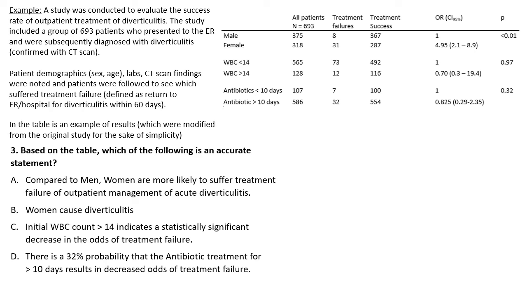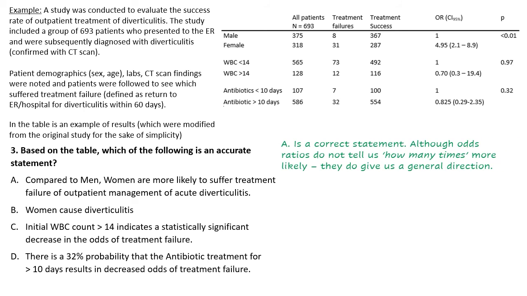Lastly, question 3. Based on the table, which of the following is an accurate statement? Answer choice A. Compared to men, women are more likely to suffer treatment failure of outpatient management of acute diverticulitis. So this is a correct statement. The association between being female and suffering a treatment failure of outpatient management is statistically significant and greater than 1, indicating that compared to males, females are more likely to suffer treatment failure of outpatient management.